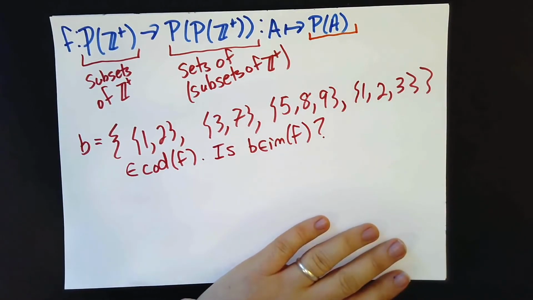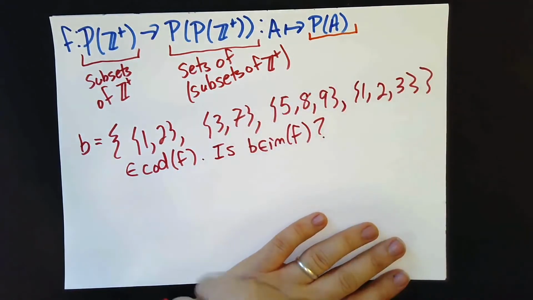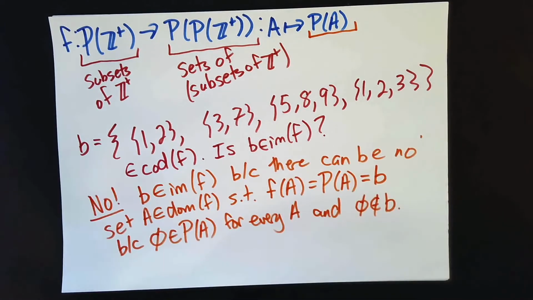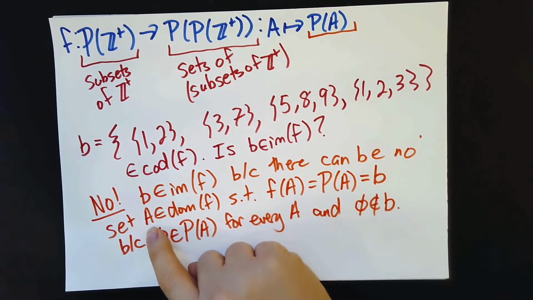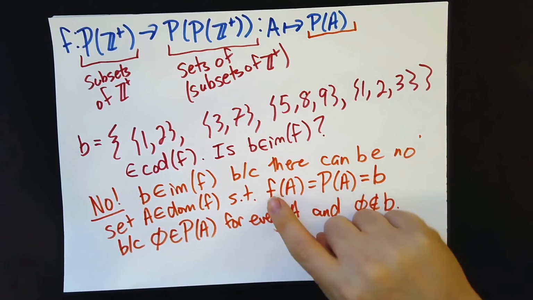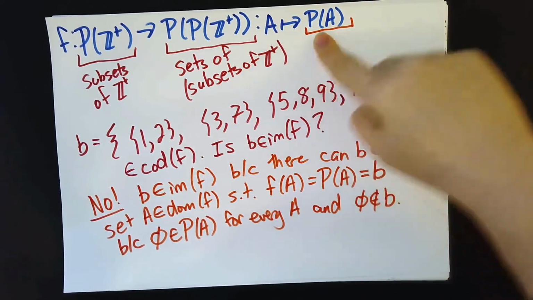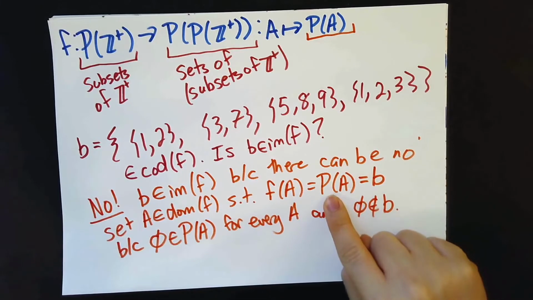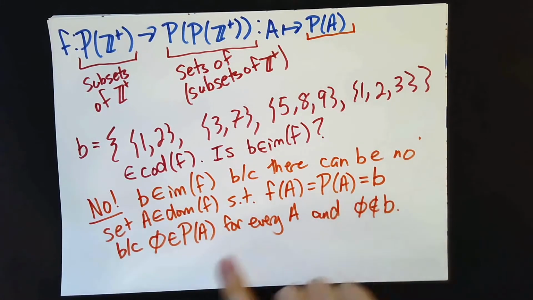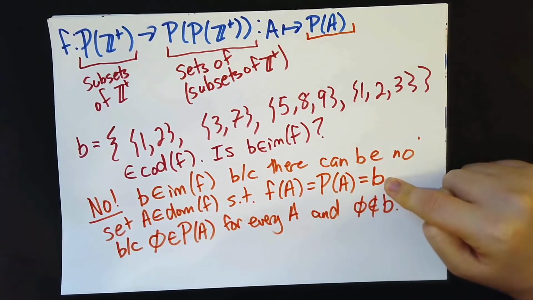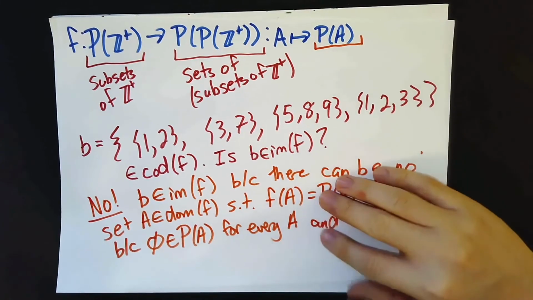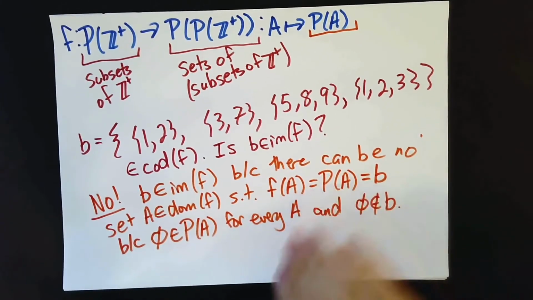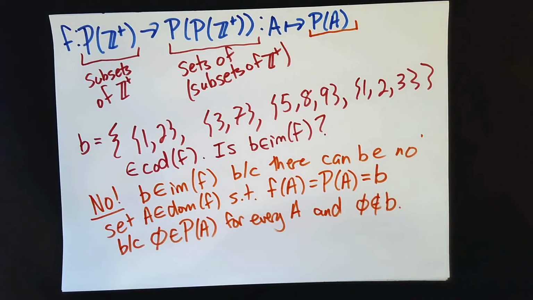So here's why. This B I've written down, it's in the codomain, but there can't be anything that maps to it. Because if A is any set that you like in the domain, then F of A is by definition the power set of A, that's just the definition of F. That can't be B. Why? Because definitely the empty set is an element of this side of the equal sign, and the empty set is definitely not an element of this side of the equal sign. And so it can't be possible that these two things are equal, and so this function is not onto.